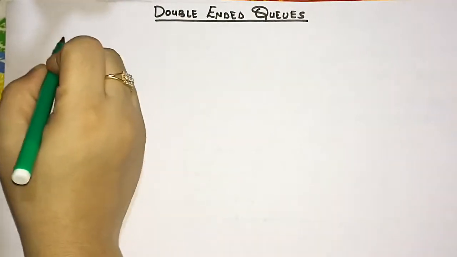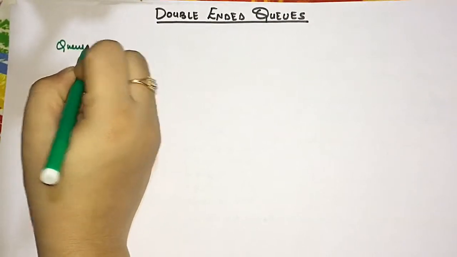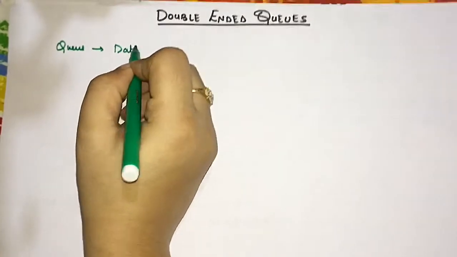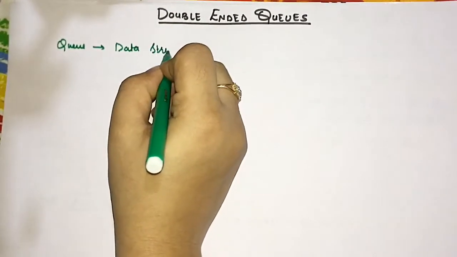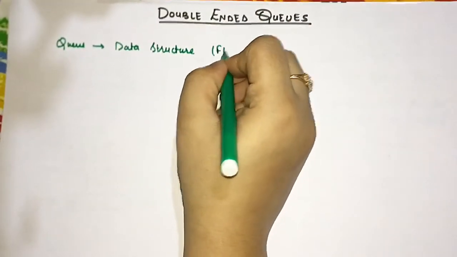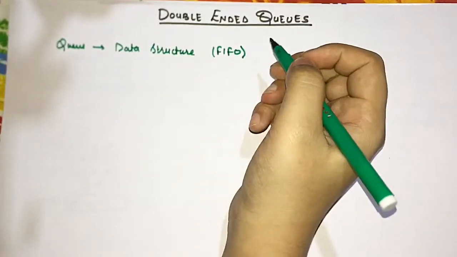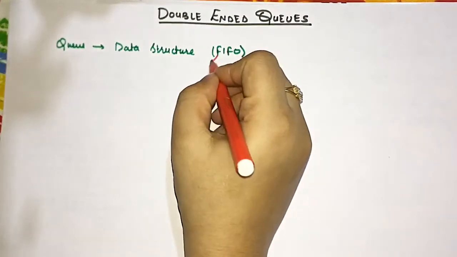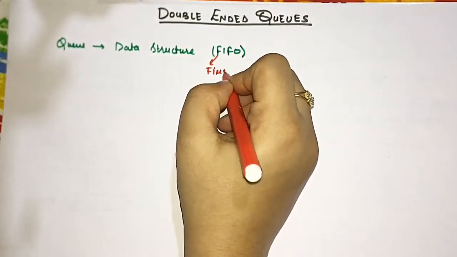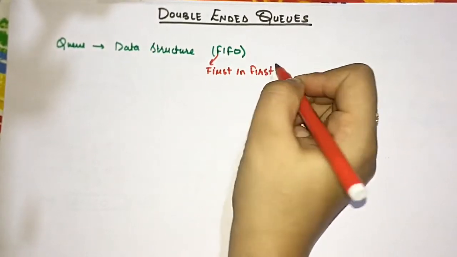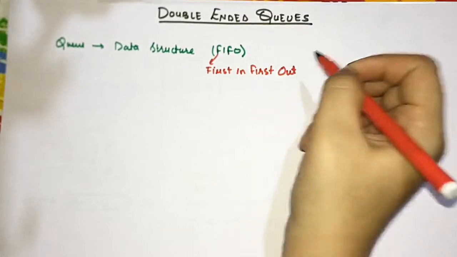So a queue is a data structure which follows the FIFO pattern. Now FIFO means first in first out, that is, first in, first out. I will explain you with a very good example.